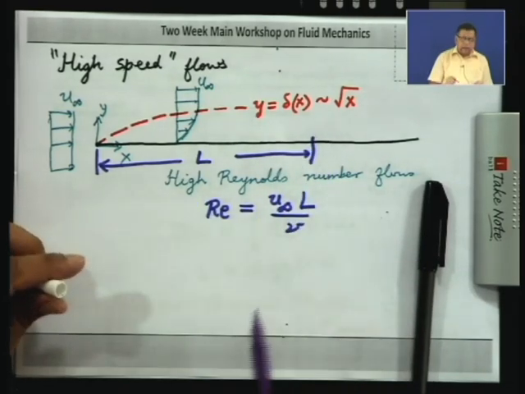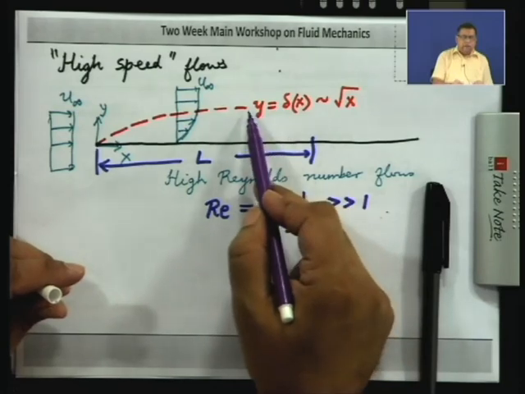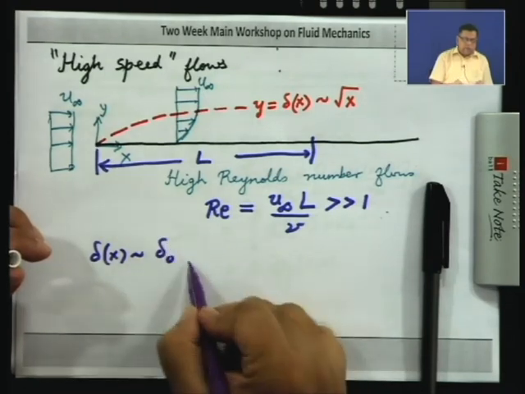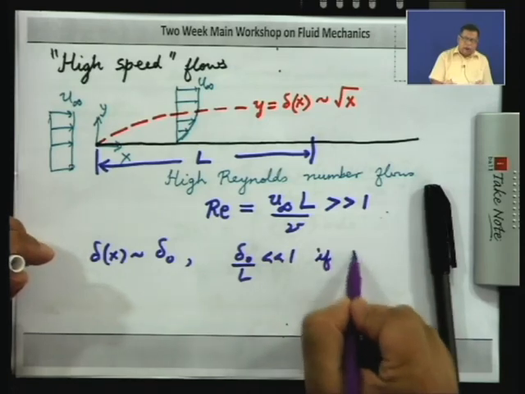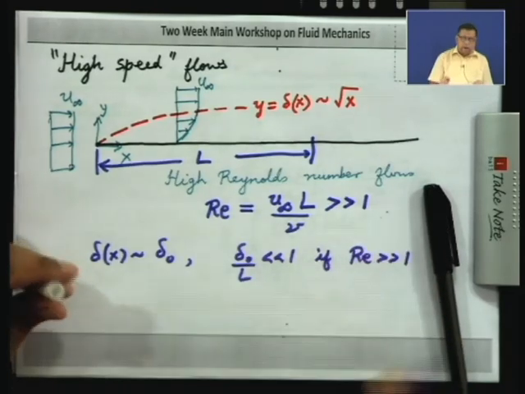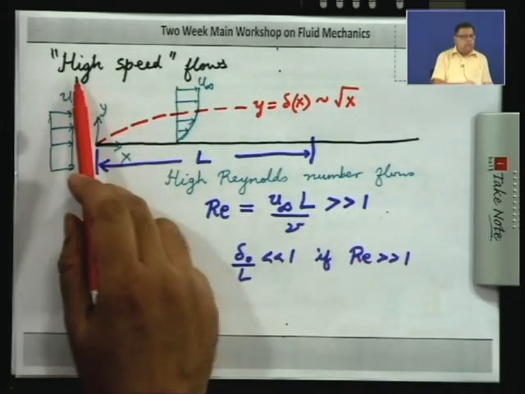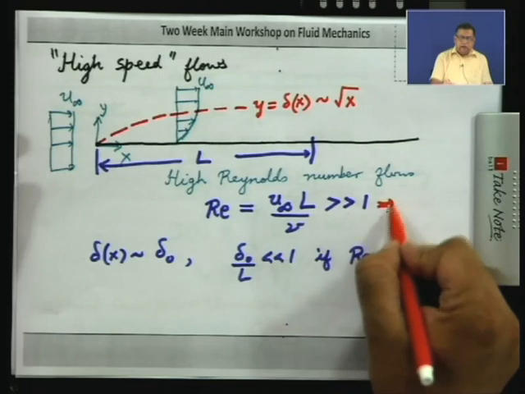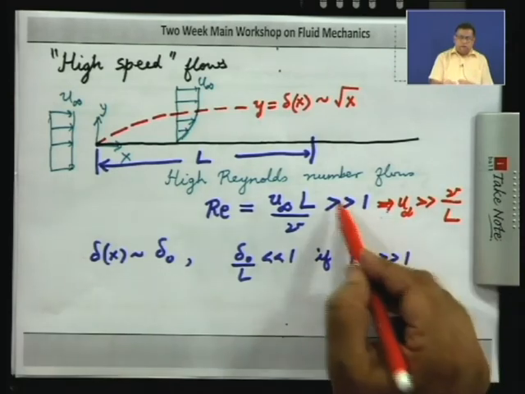So, if this is much greater than 1, we will show that if I say delta x is order of delta naught, delta naught by L is much less than 1 if Re is much greater than 1. So, this tells you how high is high. I started with the phrase which I put in quotes, high speed flows. This tells you that u infinity is much greater than nu by L. So, this equal to sign greater than sign means much greater.